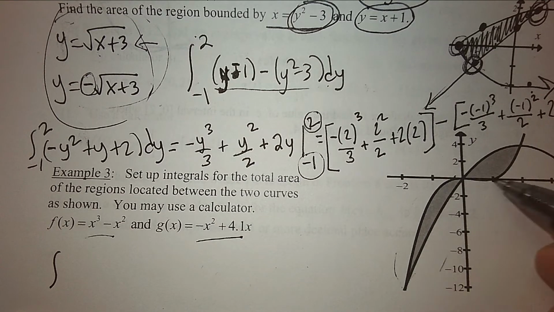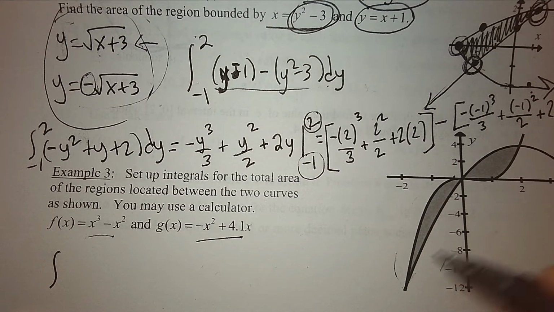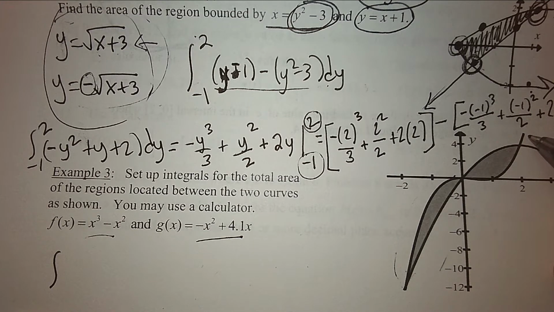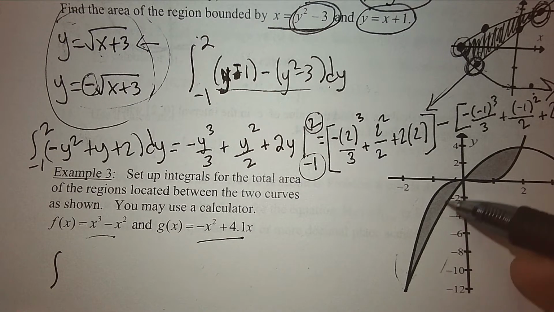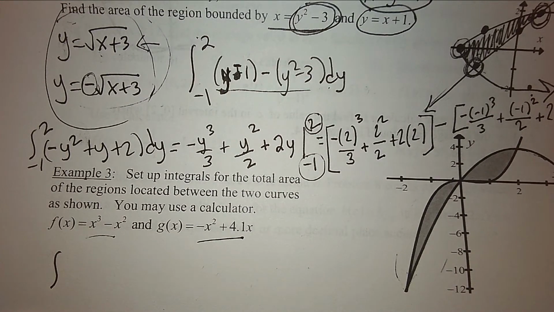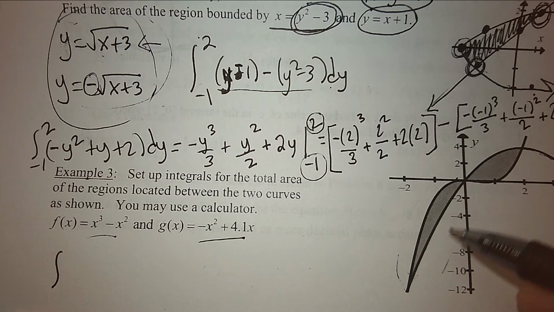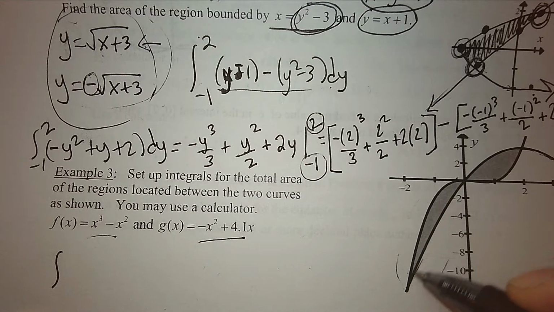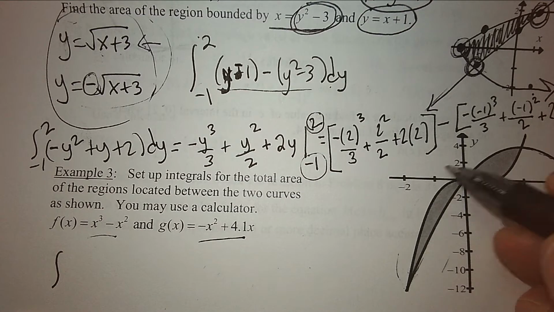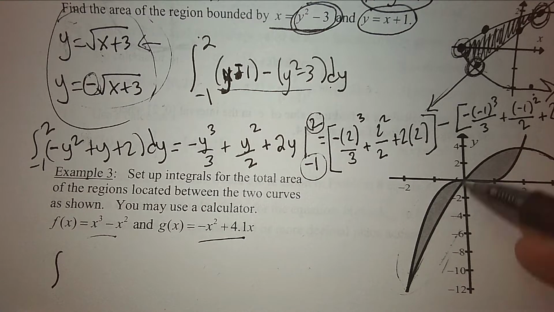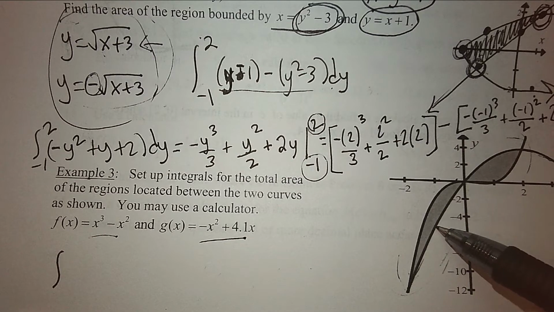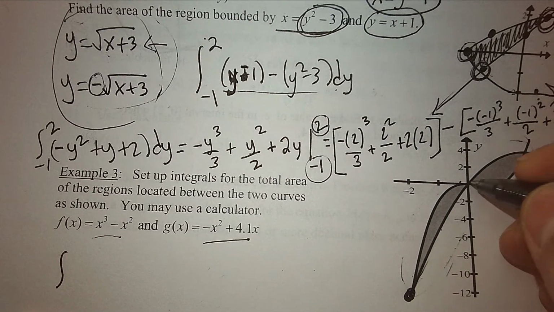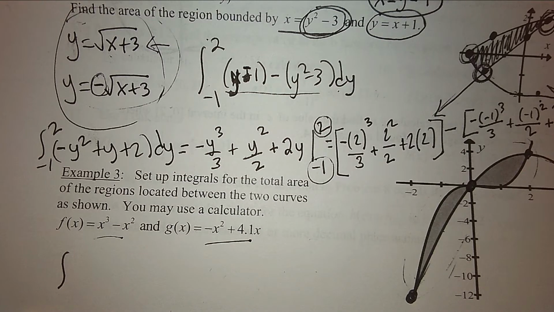The curve on top is x cubed minus x squared, and the parabola, which is this second one, concave down, is negative x squared plus 4.1x. Can you identify the parabola and the cube function? That's important. For the first section, this is going to require two integrations if we write it out by hand, because they take turns which is on top and which is on the bottom. This point of intersection, this point of intersection, this point of intersection, all of them are important.